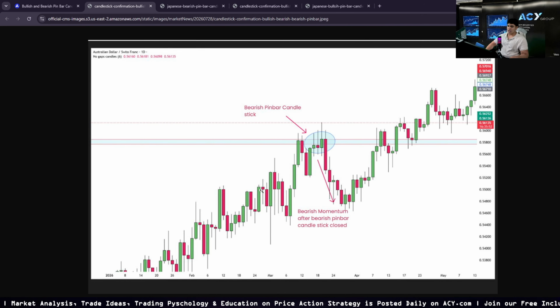Market is creating this minor bullish momentum just to retest this daily resistance level. Therefore, it actually looks good for sell. There is a bearish pin bar that has been created at this exact resistance. Next thing did happen, a bearish momentum to the downside.